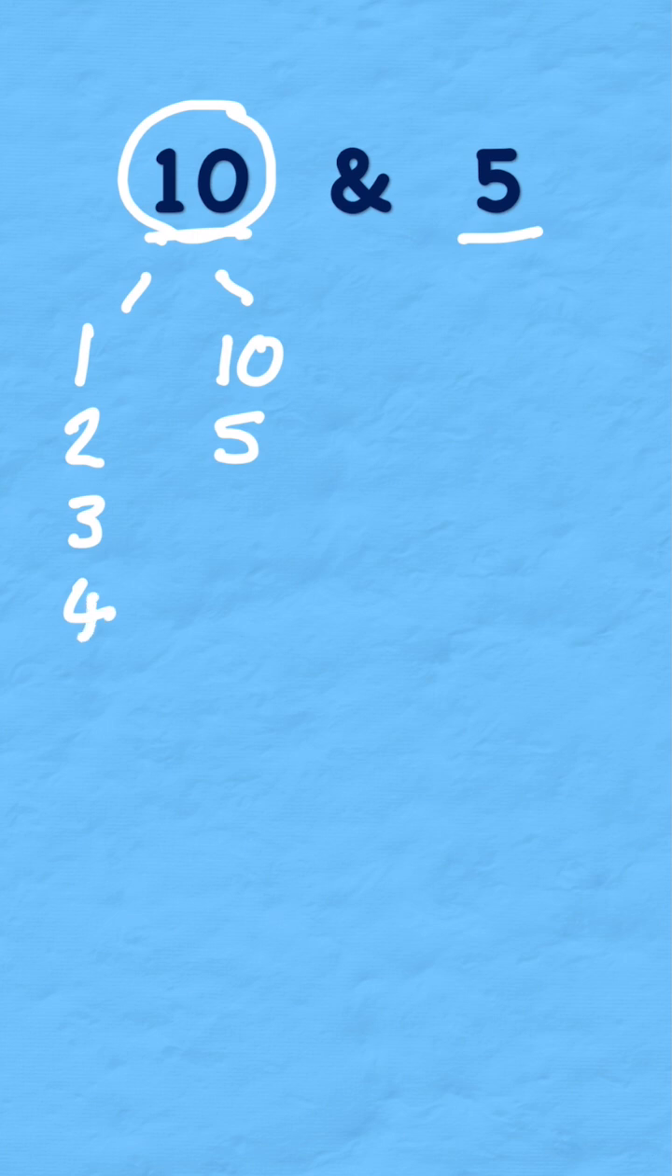Let's check 4. 4, 8, 12. Nope. And let's check 5. Well, I don't need to because I've already got a 5, so I know I have finished my factor tree. So the factors of 10 are 1, 10, 2, and 5.